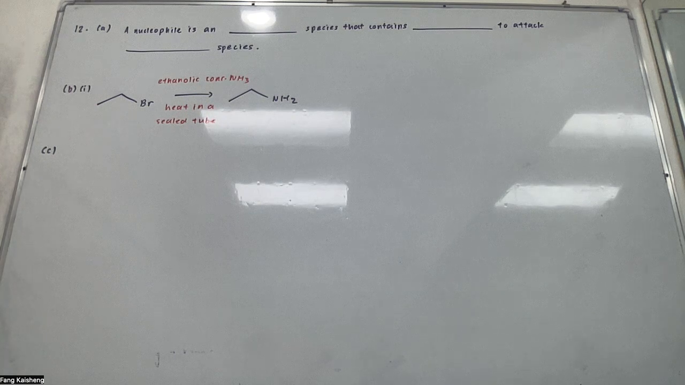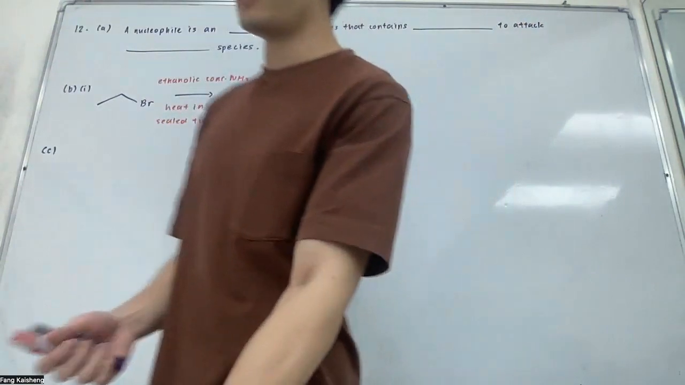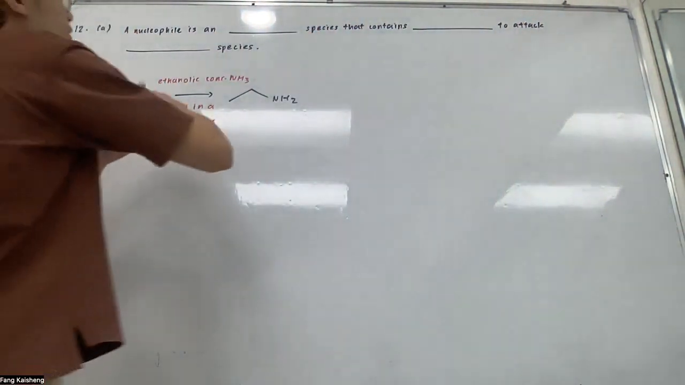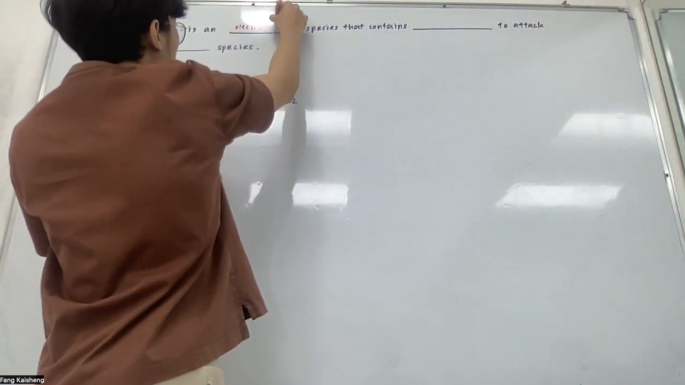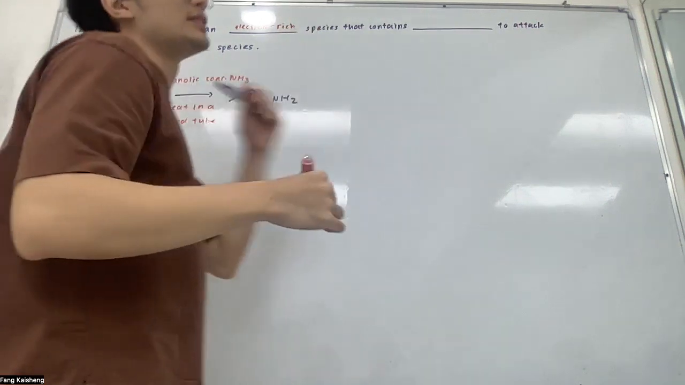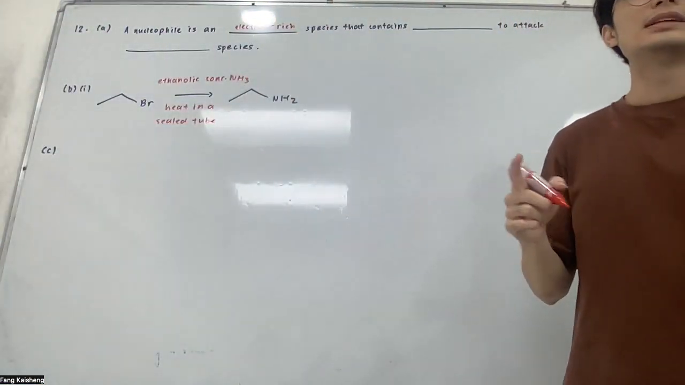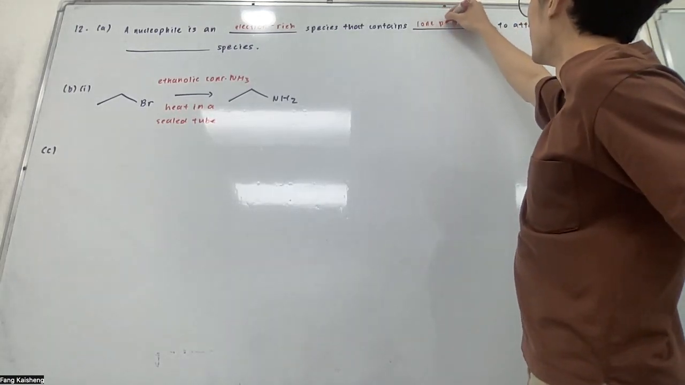Once you've gotten this, they ask for part C, because they want you to draw a mechanism. But anyways, I'll go over the definition of a nucleophile also. This is the full definition. First of all, you already know that it has to be an electron-rich species. How do you know it is electron-rich? What does it contain that makes it electron-rich? Yes, it contains a lone pair of electrons.